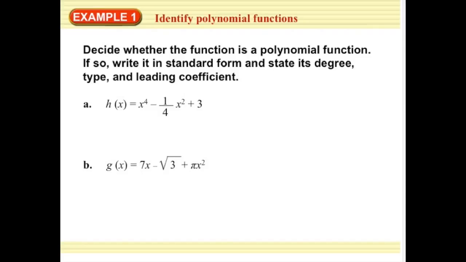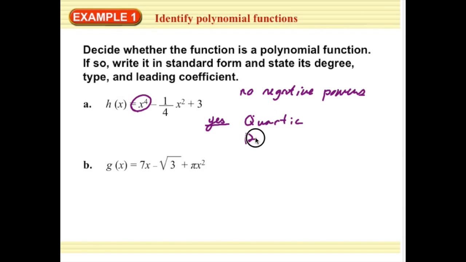Example 1 says decide whether the function is a polynomial function, and if so, write it in standard form and state its degree, type, and leading coefficient. So when I look at a, I know that the highest power is to the 4th, so this is going to be a quartic equation. There's no negative powers, which is important. So I'm saying, yes, it is a polynomial function. It's quartic. So it has a degree of 4. And the leading coefficient is actually 1 because there's no whole number in front of that x to the 4th. So we assume that it's an identity, which is just 1.